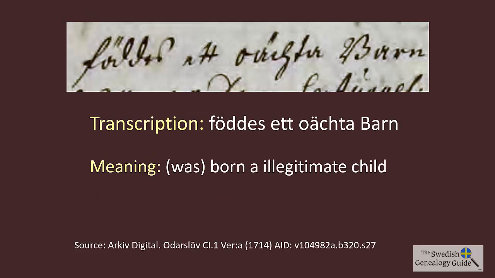The next phrase is föddes ett oächta barn, meaning was born an illegitimate child or a child born out of wedlock. Now I'm just going to focus on the letters that I think you would struggle with the most. I think you would recognize the F and the ö with the two dots up there at the top, followed by the D and the D. And then we have the lowercase e and a lowercase loopy s on the end with a big flourish on the side. We have the word ett, lowercase e, tt. You would recognize the O. That's followed by an ä which has the two dots above the a there at the top.